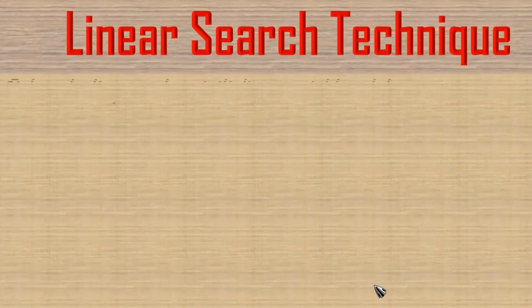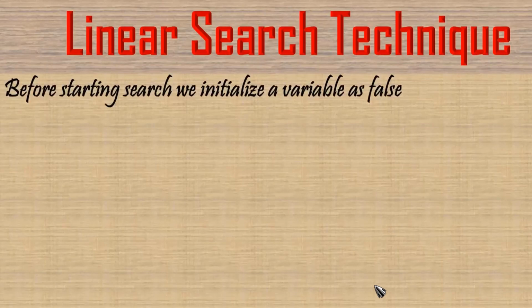Let us learn the linear search technique. Before starting the search, we will initialize a variable as false, that is a Boolean type variable. So Boolean flag, I have given the variable name here, and then I initialized it as false. Flag is the common variable name which we use in the search technique.